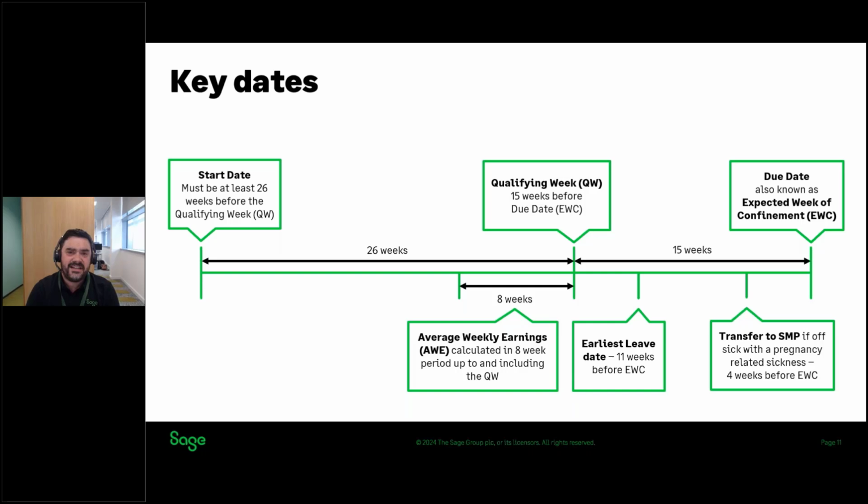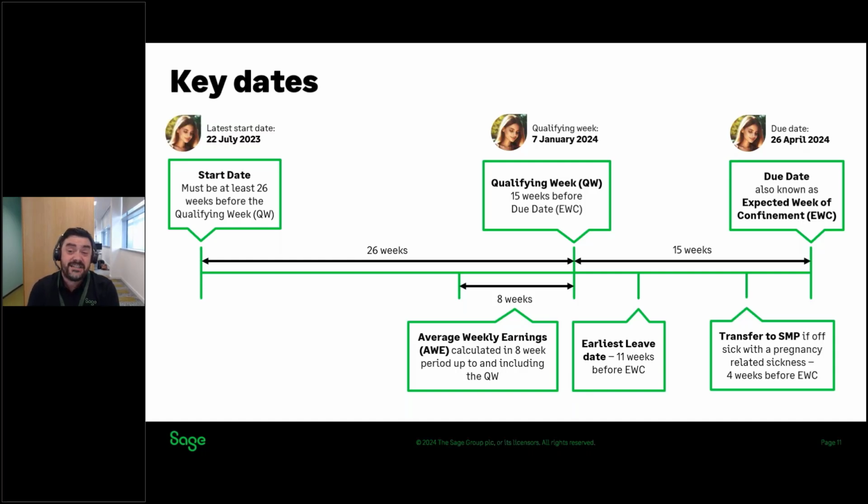So that's some of the key dates laid out on a timeline. Looking back at Amelia, her baby was due on the 26th of April 2024. So that was her due date, and that was on the MAT B1 certificate. That means that her qualifying week was the 7th of January 2024. So we'll be looking at the earnings in the 8-week period before that date in order to work out her higher rate of maternity pay. That also happens to be the date that she should have given notice by as well.